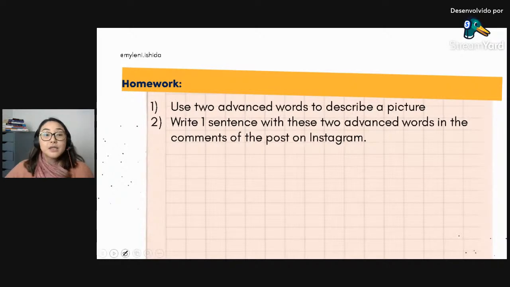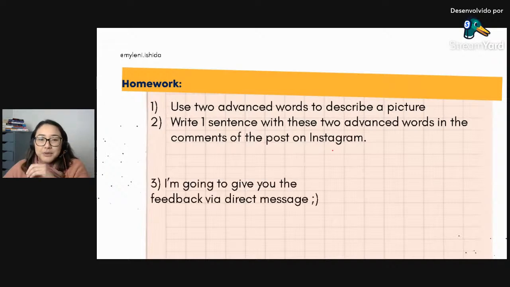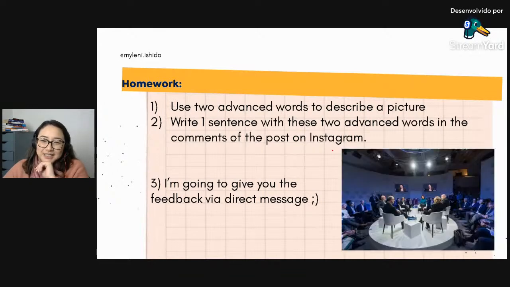Good. So there will be homework. What are you going to do? You are going to use two advanced words to describe a picture. Teacher, which picture? You are going to write one sentence with these two advanced words you chose in the comments of the post that I'm going to post on Instagram today on the feed. And I'm going to give you the feedback in your private inbox, via direct message. And the picture will be this.